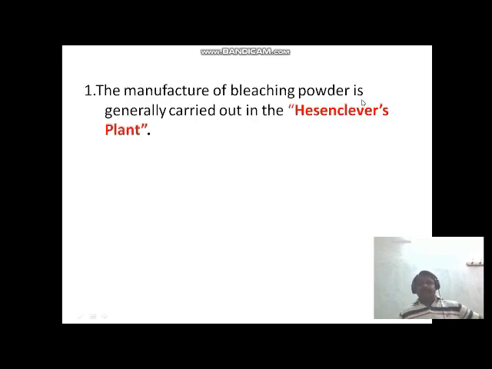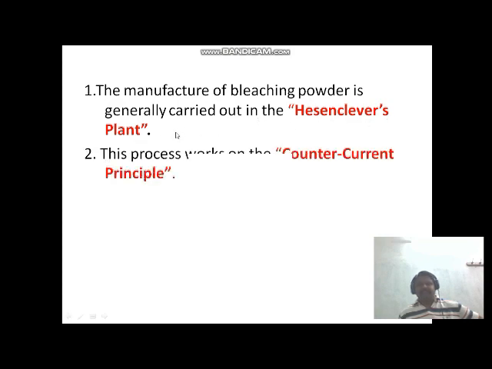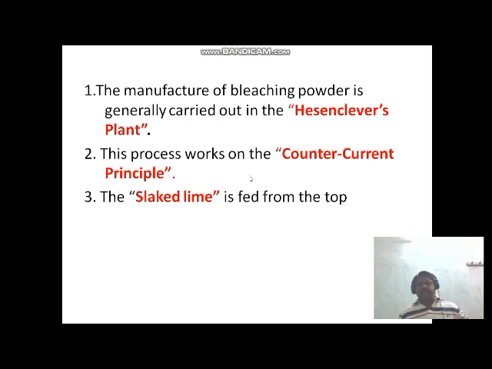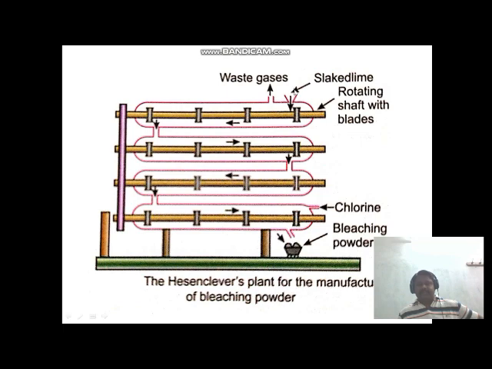The manufacture of bleaching powder is generally carried out in Hasenclever's plant. What is the name of that plant? Hasenclever's plant. And the process works on the counter current principle. Counter current means what here? In one cylinder one shaft is rotating, in another cylinder another shaft is rotating, and in the third cylinder too. So the total is called the counter current principle. And here the slag lime is fed from the top.